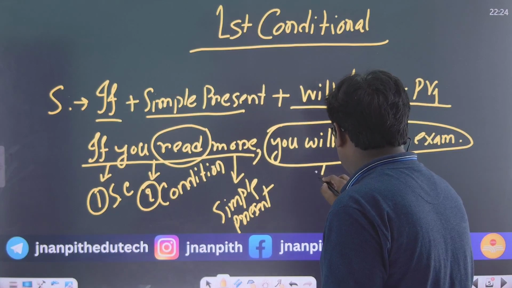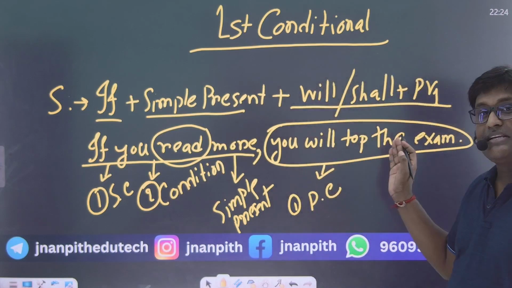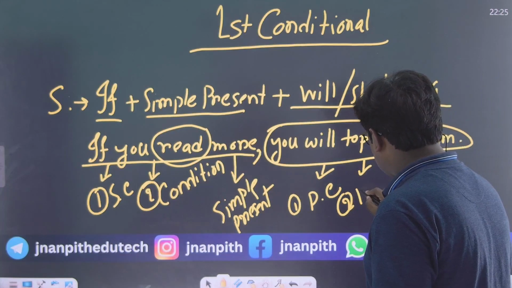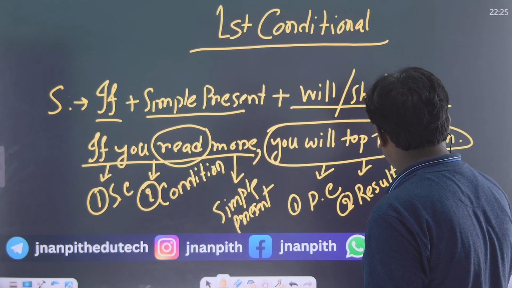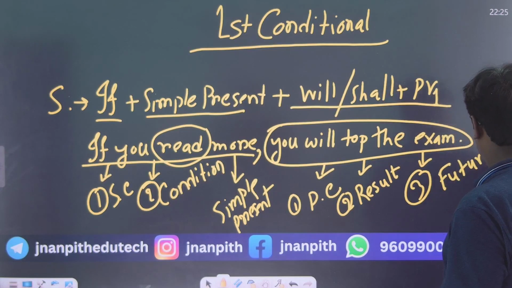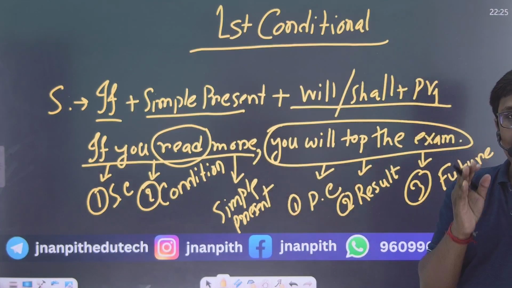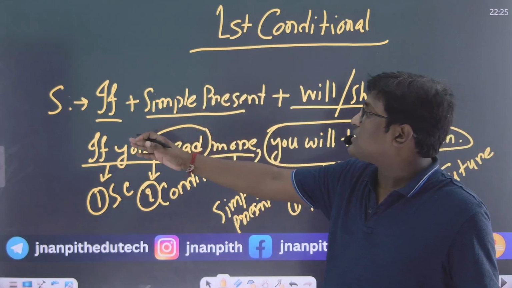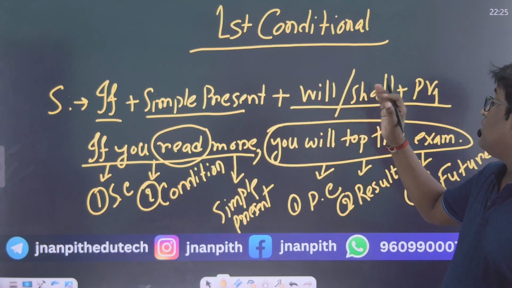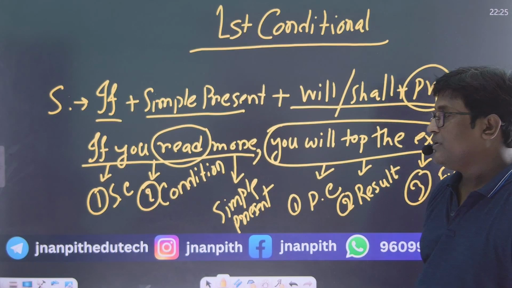So this part, number 1, principal clause, you will top the exam. This will be a principal clause. Number 2, this will tell us about the result. Number 3, it is in future. So hopefully this is clear to you. The structure is the main key. So what is the structure? If plus simple present plus future, or will or shall plus PV1. That means the base form of the principal verb.